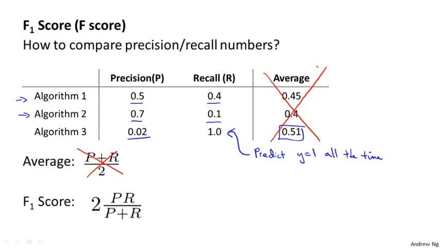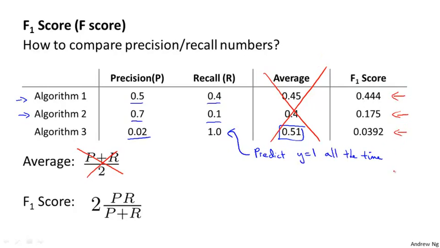In contrast, there's a different way of combining precision and recall. It's called the F-score, and it uses that formula. And so in this example, here are the F-scores. And so we would tell from these F-scores that it looks like algorithm 1 has the highest F-score, algorithm 2 has the second highest, and algorithm 3 has the lowest. And so, if we go by the F-score, we would probably pick algorithm 1 over the others.